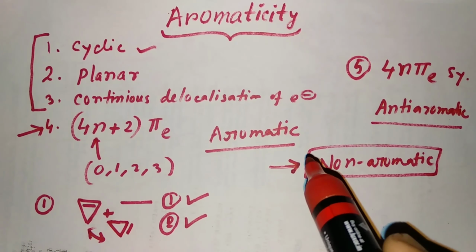Coming to the next example, the second example. So this is non-aromatic N. Next, coming to another example, which is of this kind.